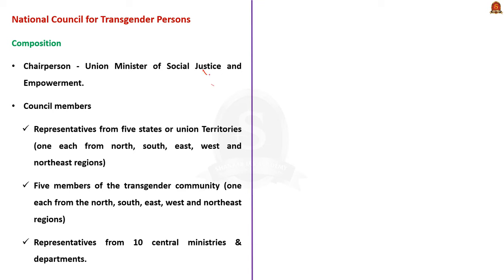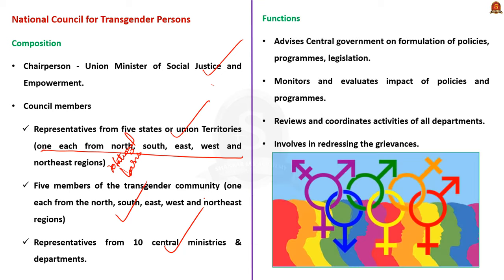See, its chairperson will be the Union Minister of the Ministry of Social Justice and Empowerment. The council will consist of representatives from 5 state or union territory, one from the north, south, east, west and northeastern region on a rotational basis. Then 5 members of the transgender community, one each from north, south, east, west and northeastern region. Then representatives from 10 central ministries and departments. The tenure of the community members will be 3 years. So the functions of the council are displayed here. You can just go through it.